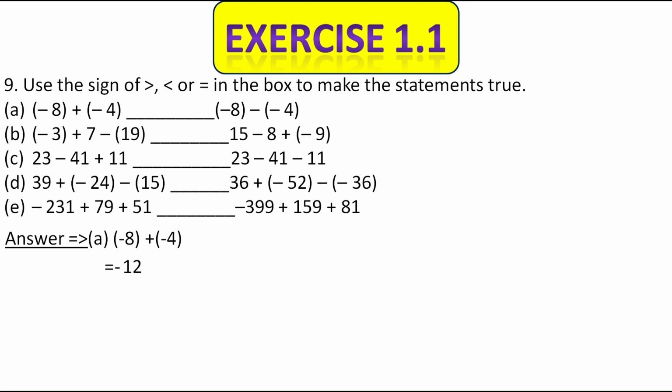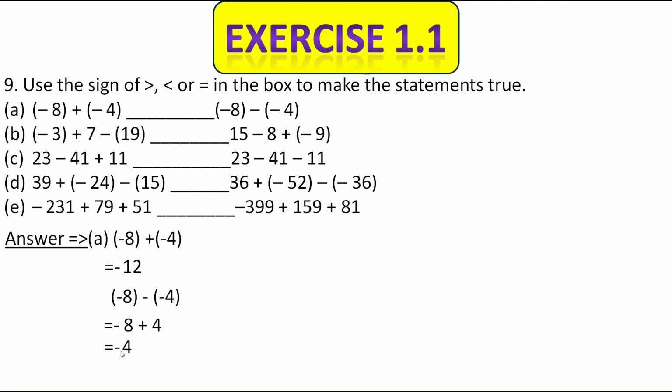Now we will solve this one. Minus 8 of minus 4. As a minus sign is there in between, we have to change the sign of the next digit. So we will get minus 8 plus 4. Now both of them have different signs, so we have to subtract. 8 minus 4 is equal to 4. Here the bigger number is 8, so we will give the minus sign to the answer.